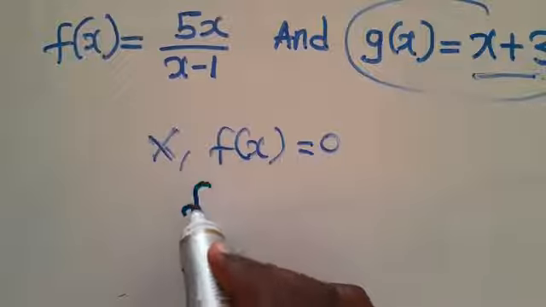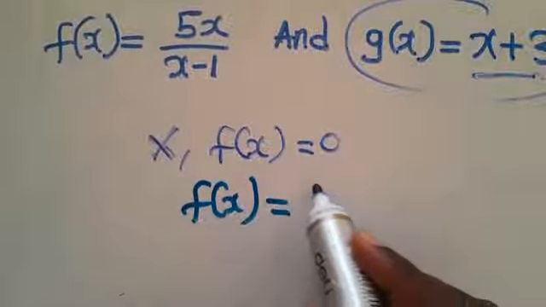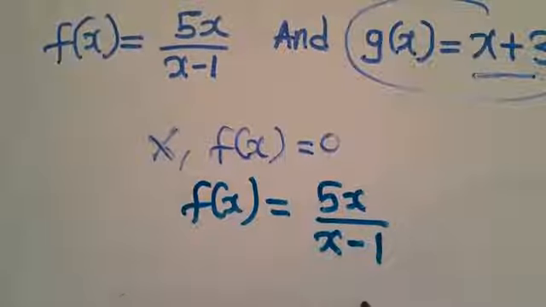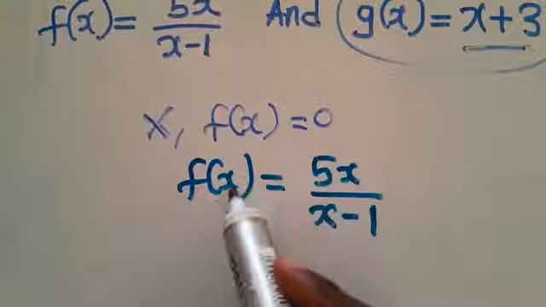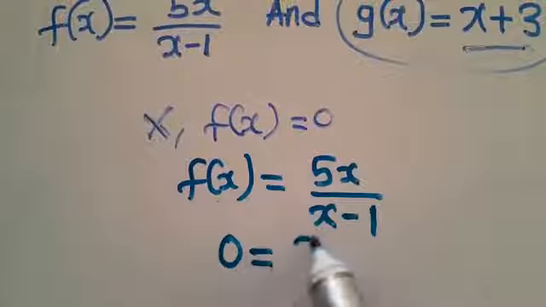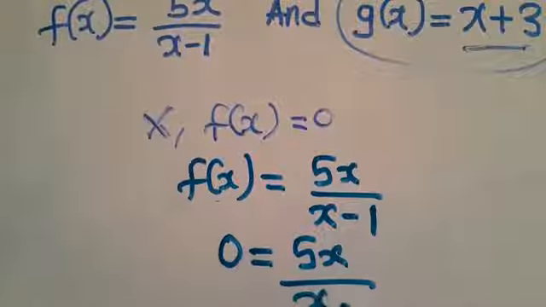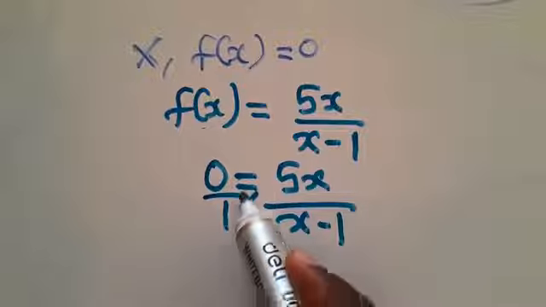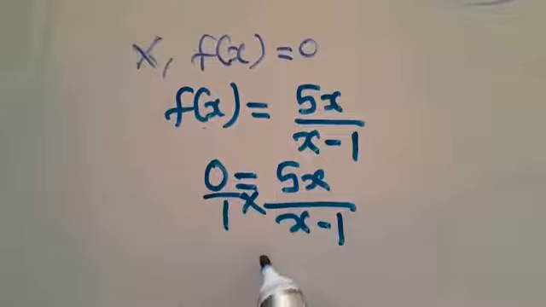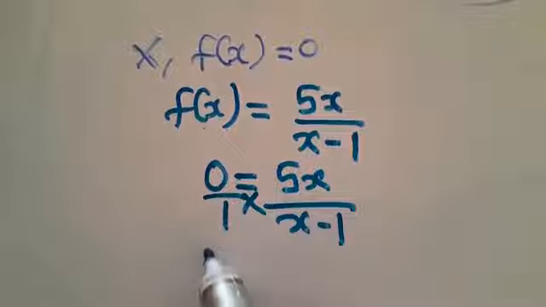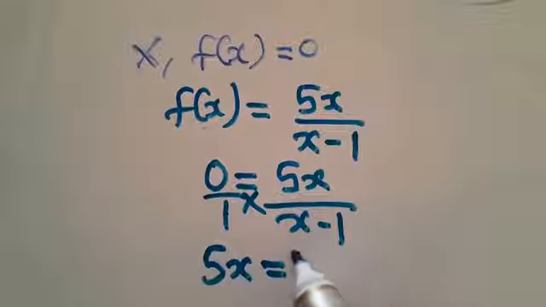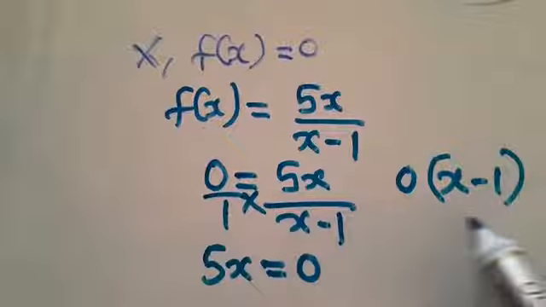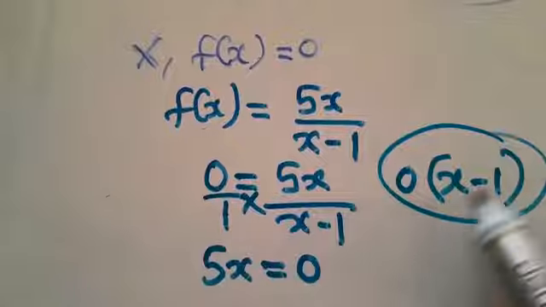You write f of x. F of x is equal to what? F of x is equal to 5x over x minus 1. They are telling you that f of x is 0. So this whole part is 0 is equal to 5x over x minus 1. Like this. If you cross multiply here, 0 times everything there, that is 0. 5x times 1, 5x is equal to 0 times open bracket x minus 1. But 0 multiplied by anything, you just get a 0. So this whole part is 0.